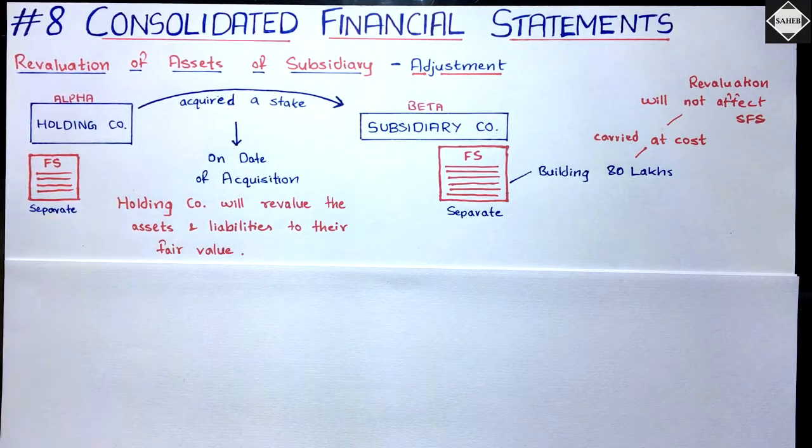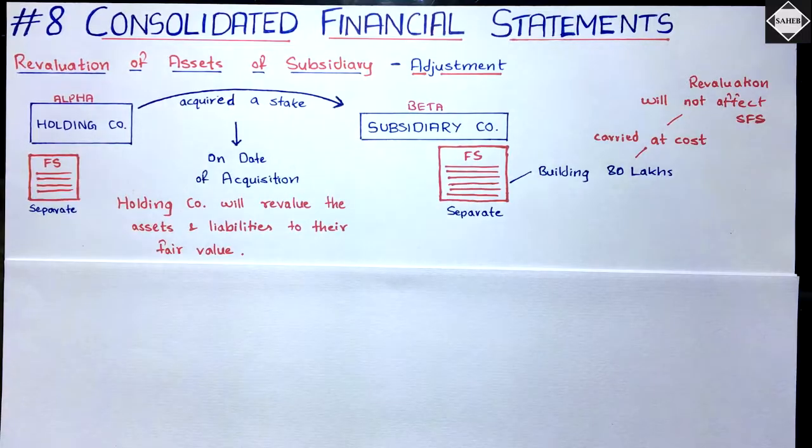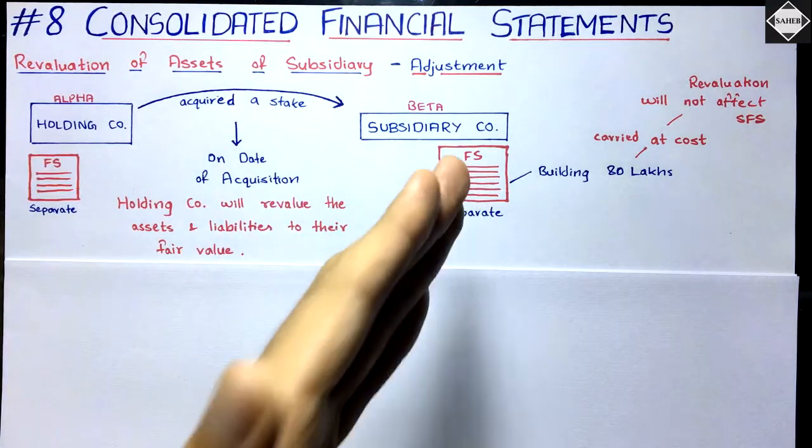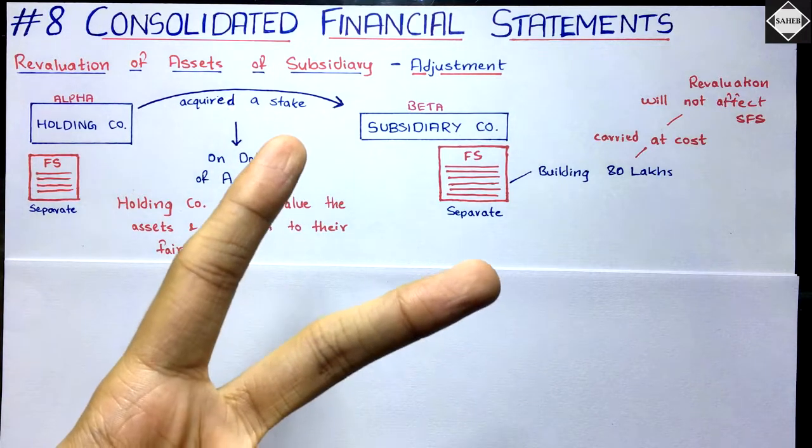So these are the hard facts you always need to keep in mind. It will happen on the date of acquisition. The holding company will do this. The assets and liabilities being revalued are those of the subsidiary company. It will not affect the separate financial statement; they will carry the assets and liabilities at book value only. It will only affect the consolidated financial statement. Is that clear? Right. Now, there can be two scenarios here.